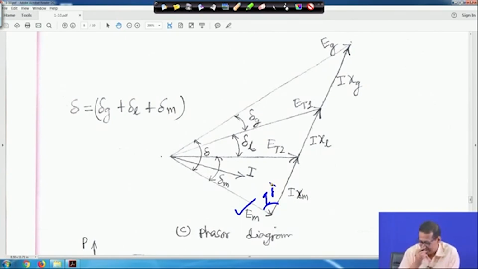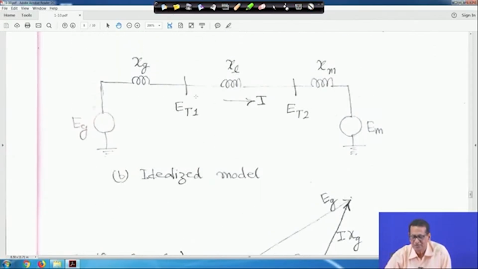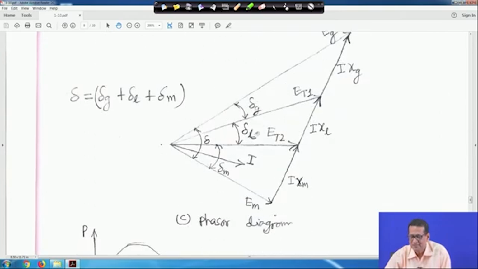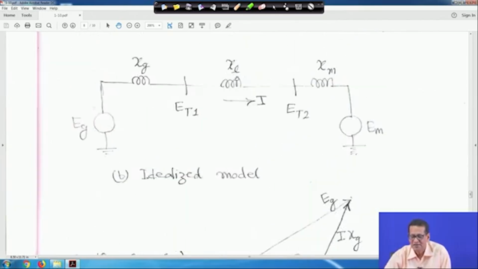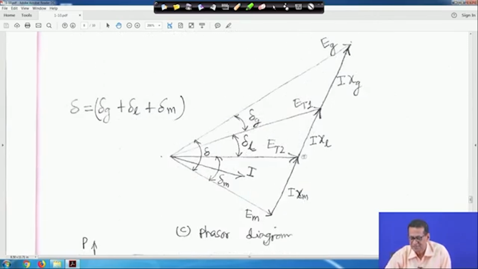Next is ET1. If you come to this diagram again, ET1 will be ET2 plus jXL times I, because current is flowing in this direction. So, ET1 will be ET2 plus I into jXL. Here also I into Xm, and here also I into jXL.